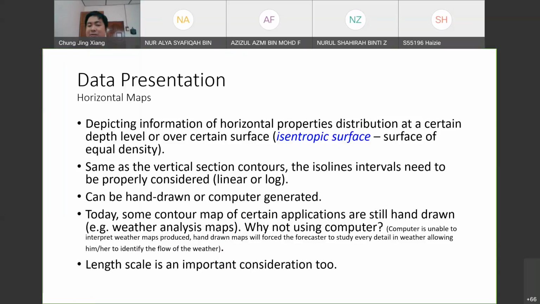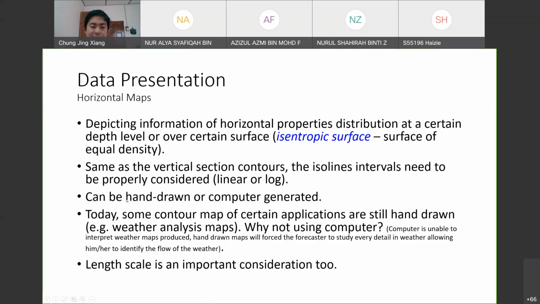Okay, so same as the vertical section, the isoline interval we need to consider properly. When you draw contours, make sure you don't pack them too closely. If not, we don't know what the contour line means. And of course, the color that you use. The next one is, of course, linear or log. This one is not really a concern, but sometimes you want to draw something at a log scale.